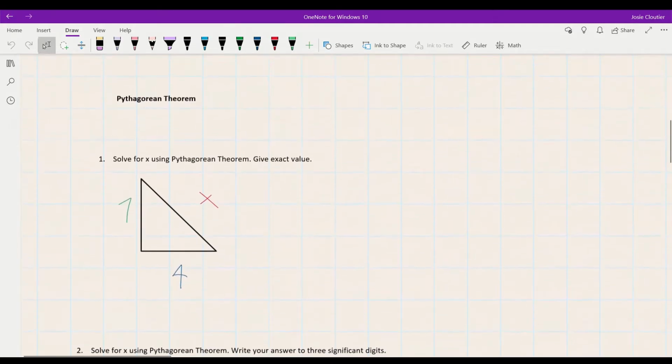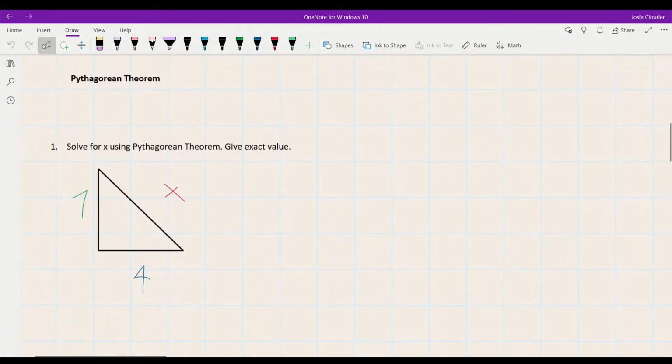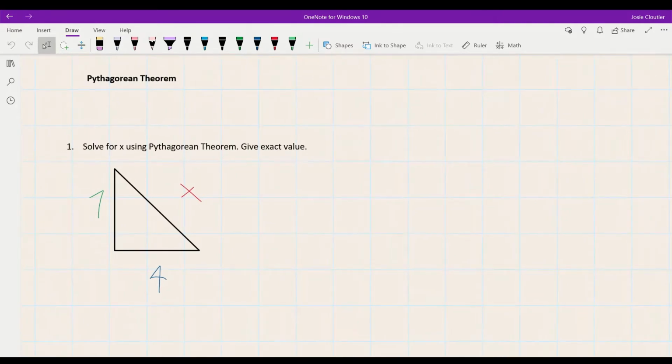Okay, starting with the Pythagorean Theorem, our first question asks us to solve for x using the Pythagorean Theorem and, most importantly, to give our answer as an exact value. Now, if the question tells us how to give our answer, we need to give it just like that, because when you're taking standardized tests such as AP, IB, SAT, or ACT exams, you can get points taken off if you don't answer it the way they ask.